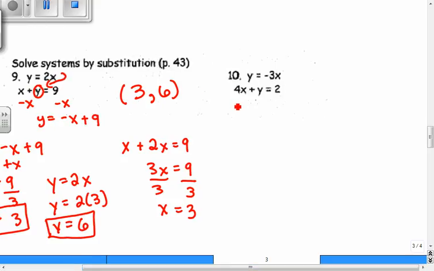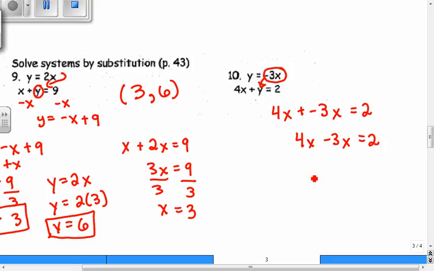Okay, I'm going to solve number 10 using the substitution method. Again, it's just a shortcut. So we have y equals negative 3x. Well, if y is negative 3x, I'm just going to take this negative 3x and put it in where I see y. So I have 4x plus negative 3x equals 2. If I have plus a negative, that's just 4x minus 3x equals 2. 4x minus 3x is easy. I just have 1x left. 1x is just x. So x is 2.